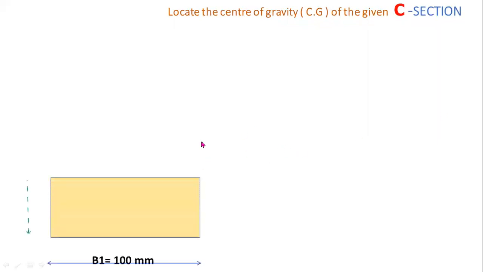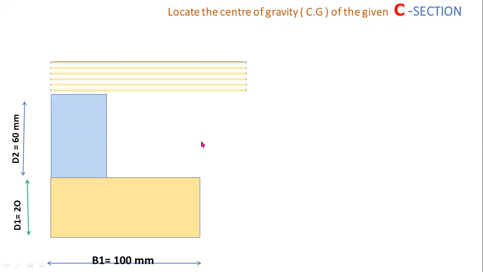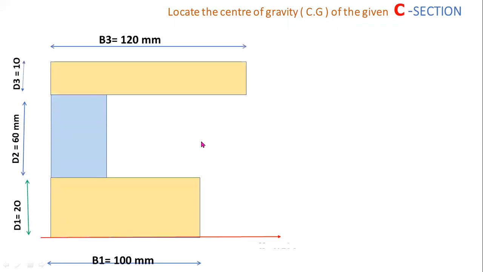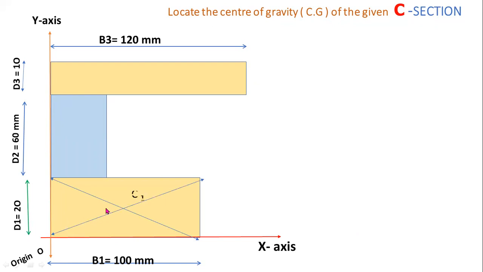Now I am showing the position of the centroid or center of gravity of the C section. Here, this one is the x-axis, this one is the y-axis. Okay, you have to consider these two axes as a reference. Now C1 is the centroid of the bottom rectangle, C2 is the centroid of the middle rectangle, C3 is the centroid of the top rectangle.